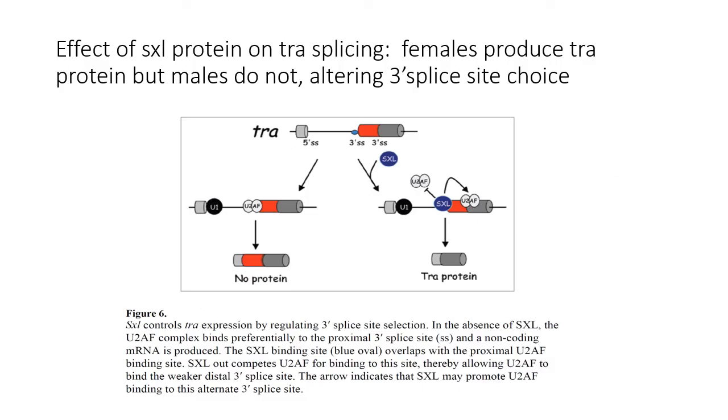So here's another picture. Here's a picture of TRA again. Okay, so the sex-lethal binds adjacent to that exon. It makes it skip that one splice site and then produces a TRA protein, which does not have the stop codon and allows active protein to be made.